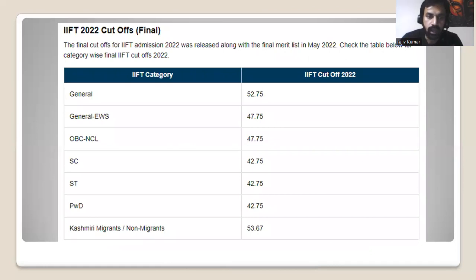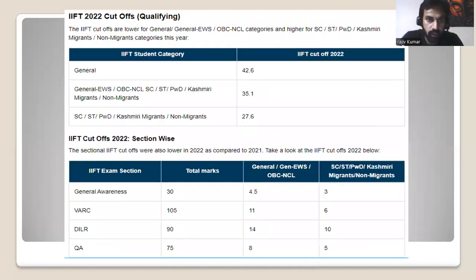Now, talking about the IIFT cutoffs for 2022 as an example, the overall general cutoff was 52.75, and you can see the different cutoffs for OBC, SC, ST and PWD. The final cutoff for general was 42.6, and for the other categories it was 35.1 and 27.6, depending on which category you belong to. You can check the cutoff for that.